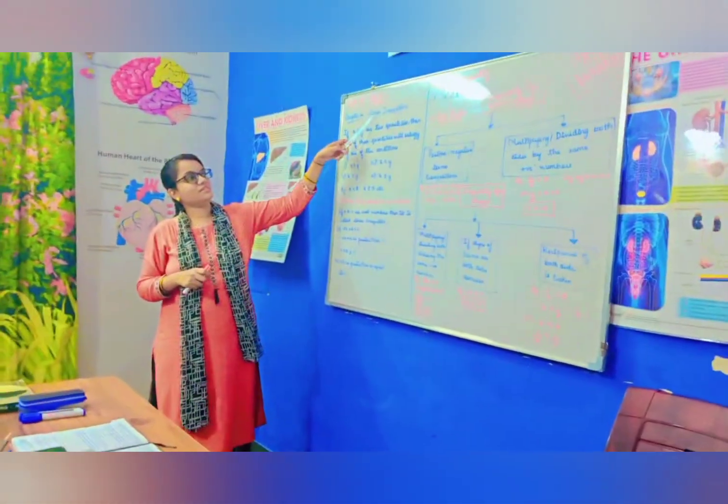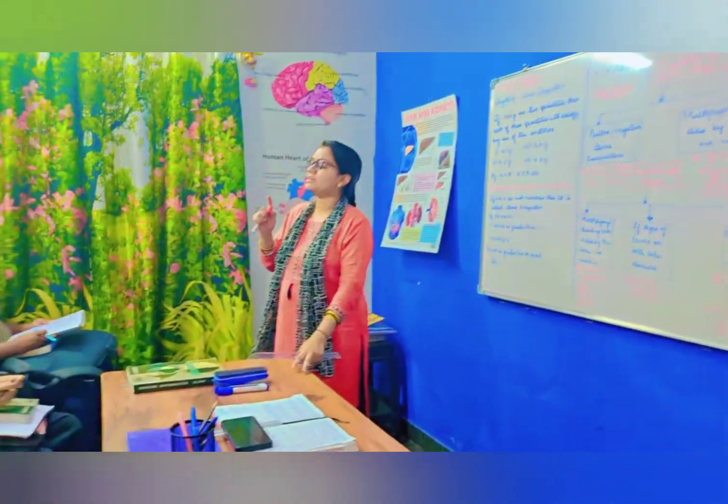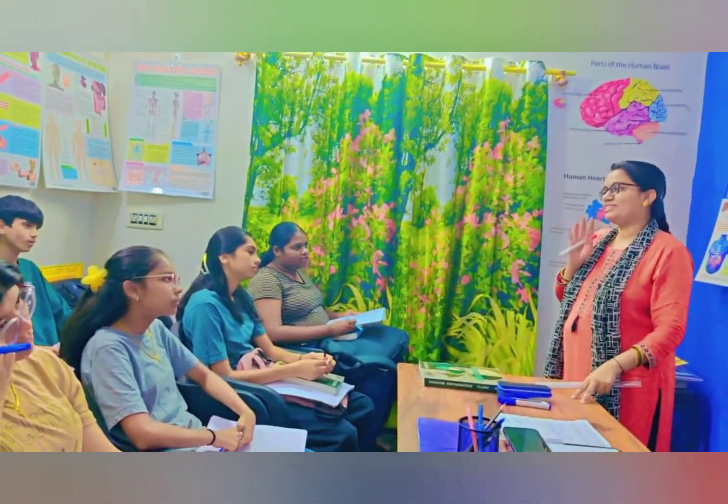This chapter is called linear inequation. Linear inequation means you will have variables and constants. So what are the variables? It can be x, y, any variable from a to z. And what are the constants? Numbers.